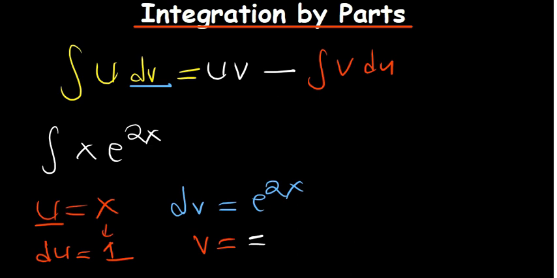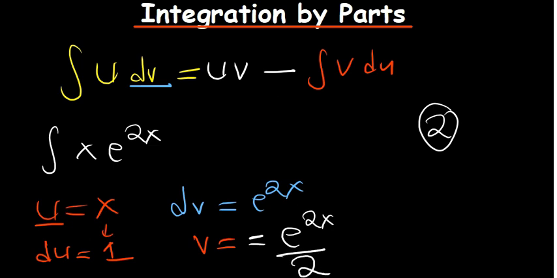So integration of exponential functions requires you to divide by the derivative of the power. So e to the power 2x, what's the derivative of 2x, which is the power of our exponential function? The derivative of 2x is just 2. So I have to divide by 2. That's for integration. For differentiation of an exponential function, you multiply by the derivative of the power.